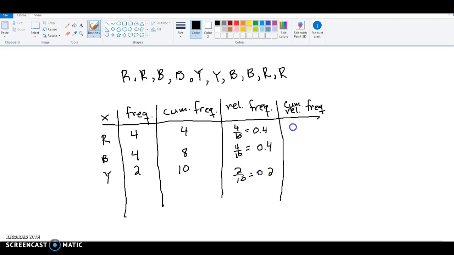And then to do the cumulative relative frequency, you just do the running total of the relative frequency column. So that's going to be 0.4 here. 0.4 plus 0.4 makes 0.8, and then you should always have 1 as your last entry for a cumulative relative frequency.